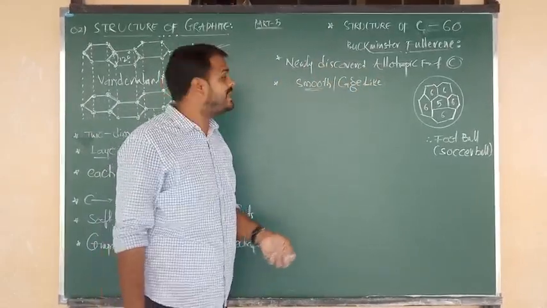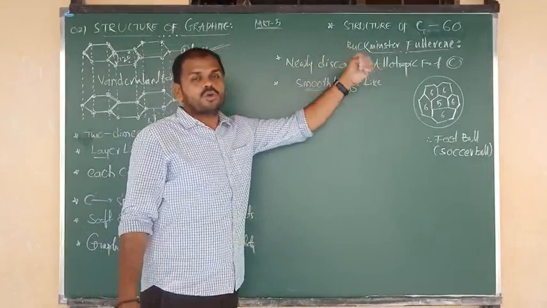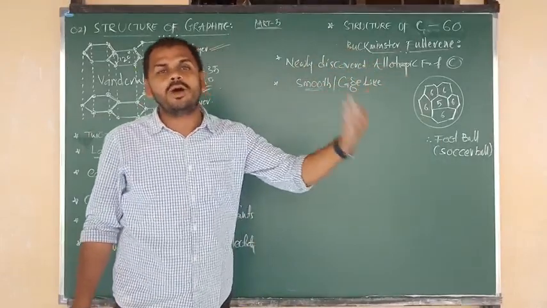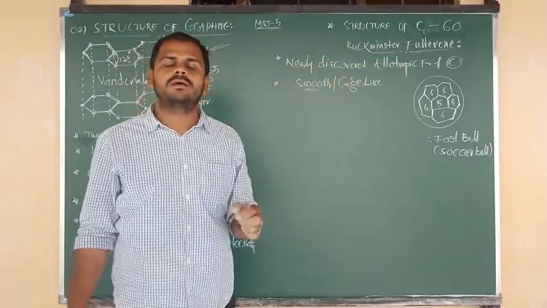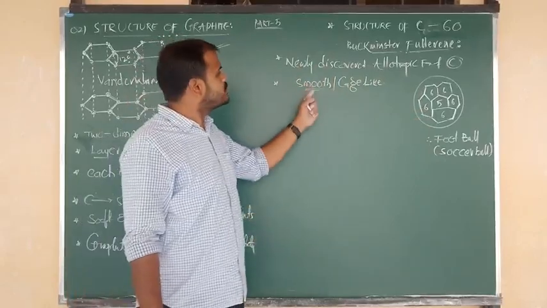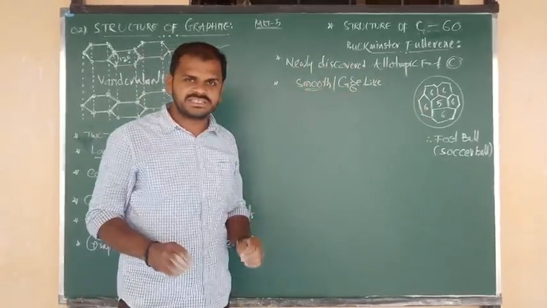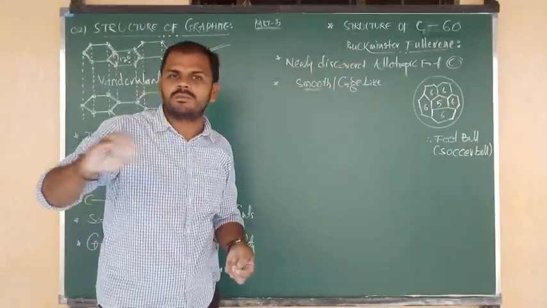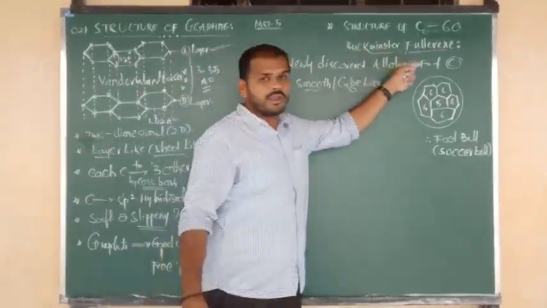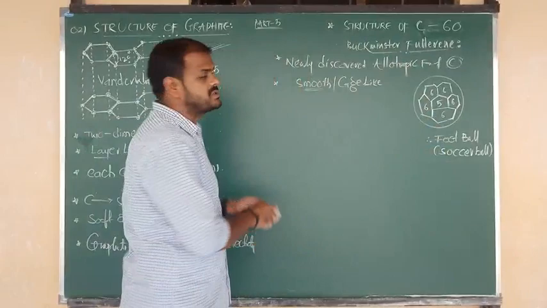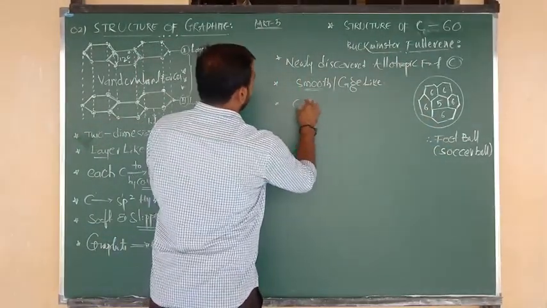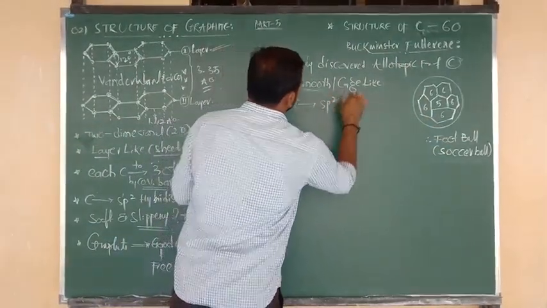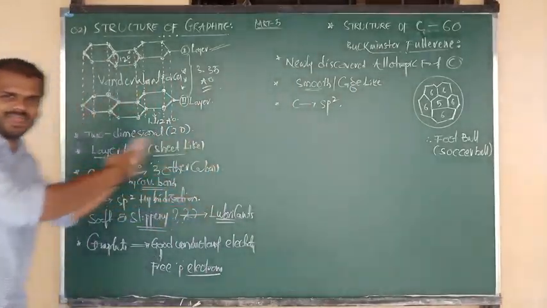And one more point about fullerenes. Most of the fullerenes may be C60 molecule or maybe C70 molecule. All of them have smooth and cage-like structures. And one more point, in all the fullerenes, maybe C60 or C70, in the C60 molecule, all 60 carbons undergo sp2 hybridization, same like graphite.